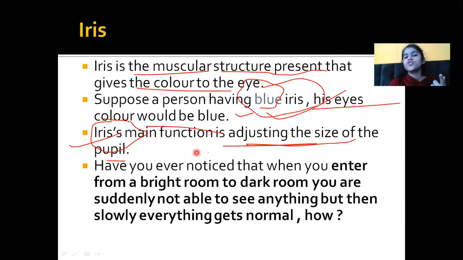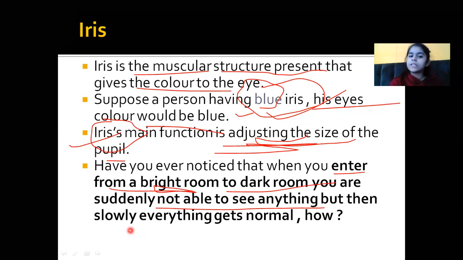Iris' main function is to adjust the size of the pupil so that it controls how much light can enter in. Suppose you enter from a bright room into a dark room, you're suddenly not able to see anything, but slowly everything gets normal. How? जब भी अंधेरे से, or you can say, when you come from a bright room to a dark room एकदम से, you're not able to see anything, right? Something happens, but after some time it gets normal. How?